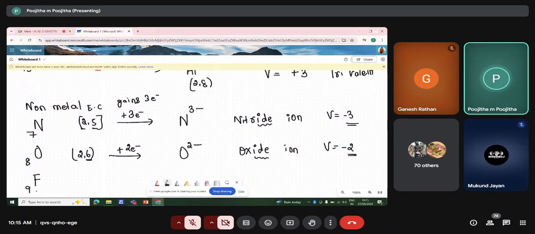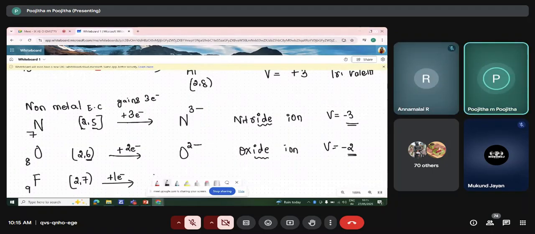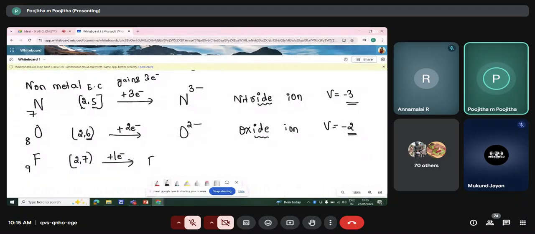Fluorine, atomic number 9, electronic configuration 2, 7. So the fluorine atom has a tendency to gain 1 electron. Correct. What will be the charge on the fluorine atom? 1 negative charge. So what is this ion called? Fluoride ion. Okay. So valency is -1.